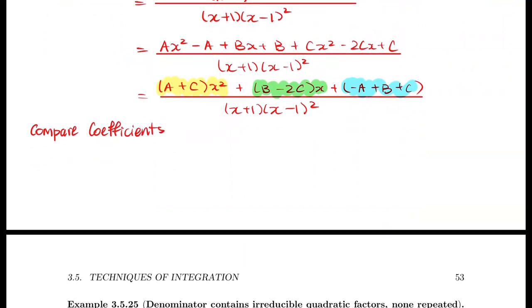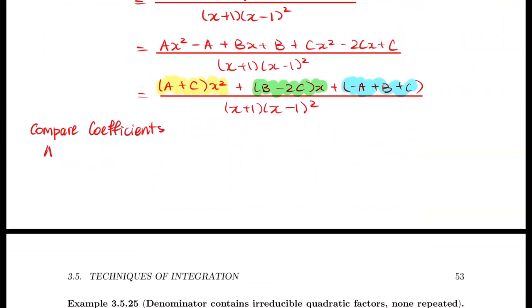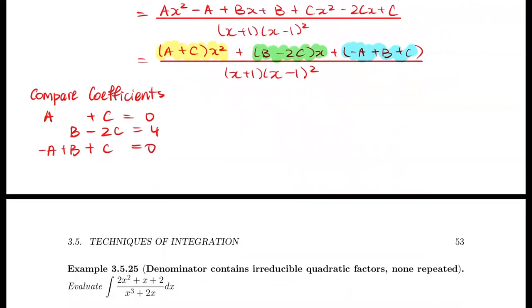And so what we then have is for the first equation, we have a plus c equal to 0. So that's equation 1. Second equation, I'll separate this. So that means we would have b minus 2c equal to 4. Let me group them. All right. And then the last one, we have minus a plus b plus c equal to 0. And we'll call this equation 1, equation 2, equation 3.